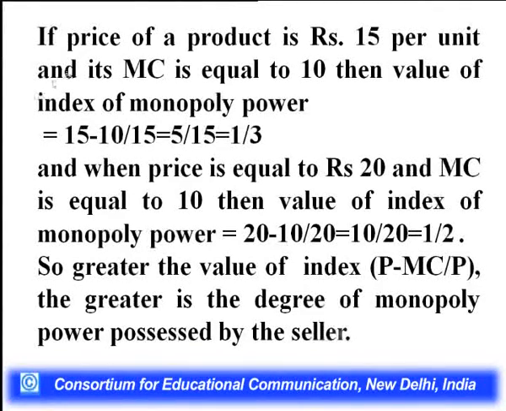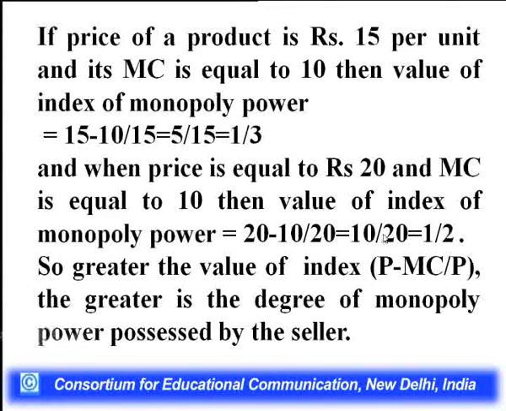You can see that if the price of a product is rupees 15 per unit and its marginal cost is equal to rupees 10, then the value of the index of monopoly power is equal to 15 minus 10 upon 15. This would be equal to 5 upon 15, which is 1 upon 3. And when price is equal to rupees 20 and marginal cost is equal to 10, then the value of the index of monopoly power will be 20 minus 10 upon 20.